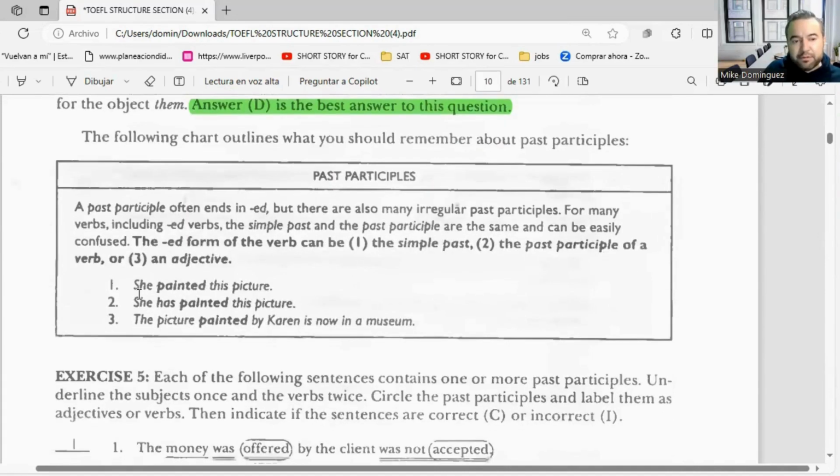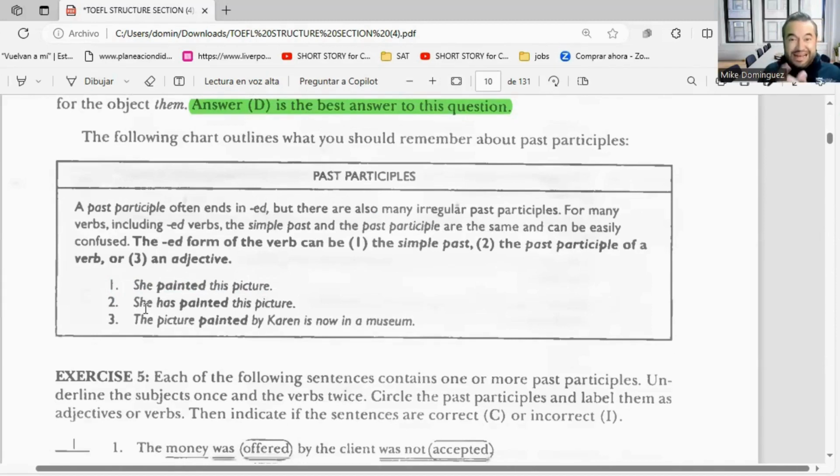The ed form of the verb can be the simple past or the past participle of the verb, or an adjective. Example. Can you help me to read example number 1, Carlos? She painted the picture. That's right. She painted this picture. Very good. Number 2. She has painted this picture. Number 3. The picture painted by Karen is now in a museum.